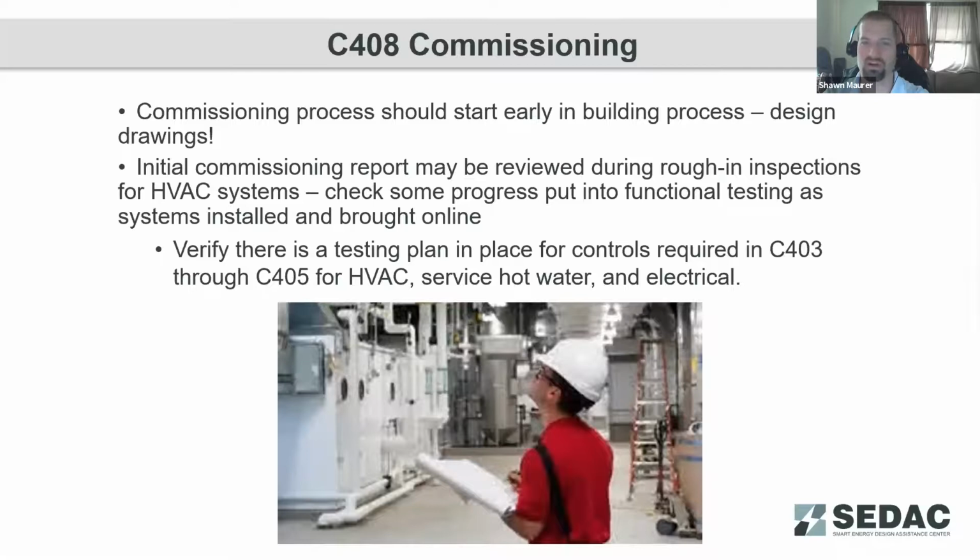Commissioning is the process that goes through and verifies that all these controls are set up properly, both for mechanical systems and later on when we touch on lighting, it also checks on the lighting system controls. And it's a daunting task to go through and check all the various points in these building systems. Initial commissioning report may be reviewed during rough-in inspections for HVAC systems. They check on some progress and check on functional testing as well for systems that are installed and brought online.